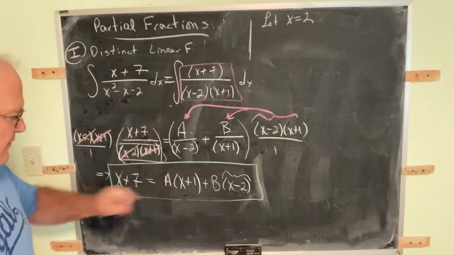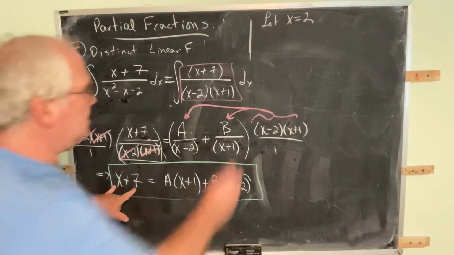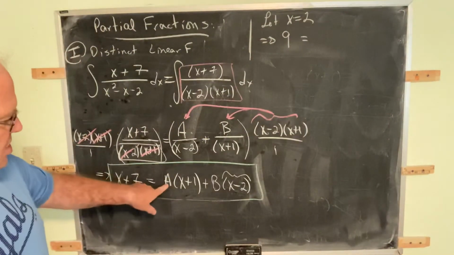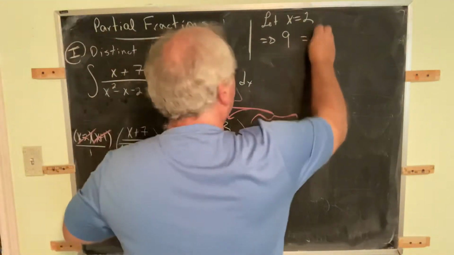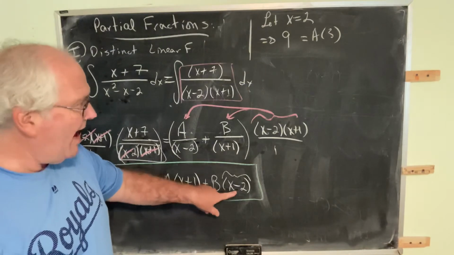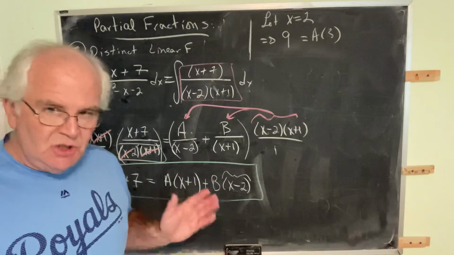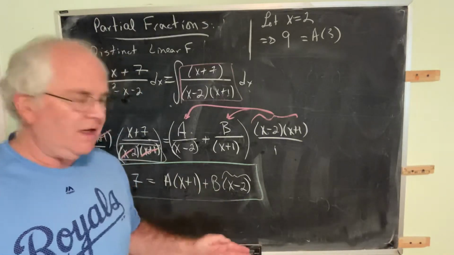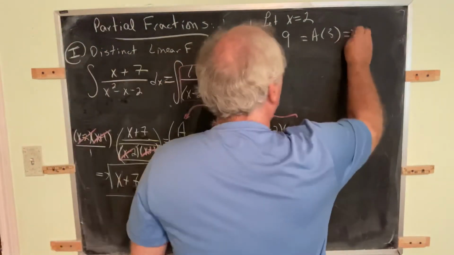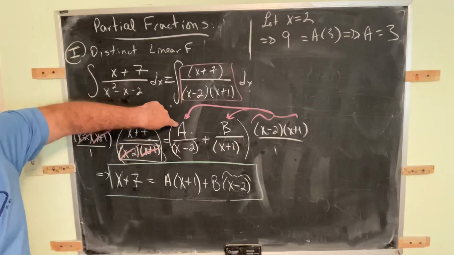Plug x equal 2 into all this expression, and that's going to allow you to find one of the coefficients. On the left-hand side, 2 plus 7, this implies we have 9. On the right-hand side, if x is 2, this is a times 3. But look, if x is 2, this vanishes. That's the reason you choose 2. You can choose any number you want, but use the one that's going to do what you want it to do. That vanishes, and if that vanishes, we can solve that. And we know one of our coefficients now.